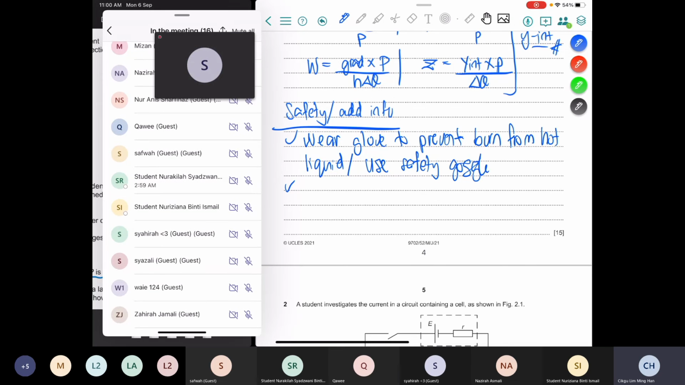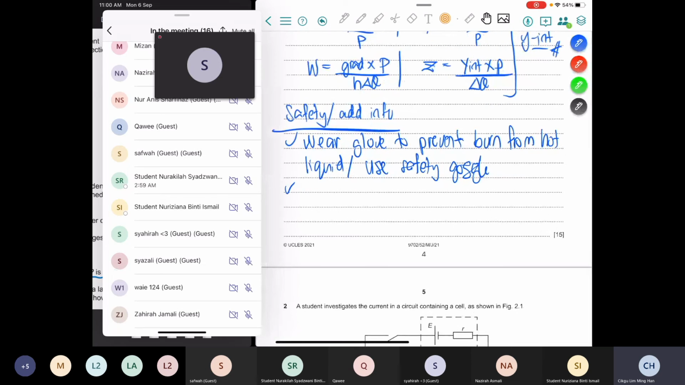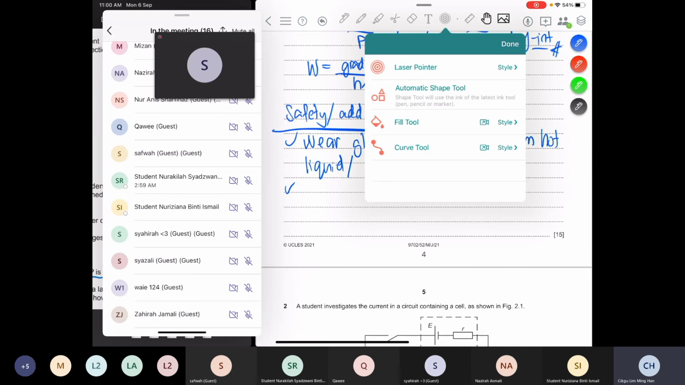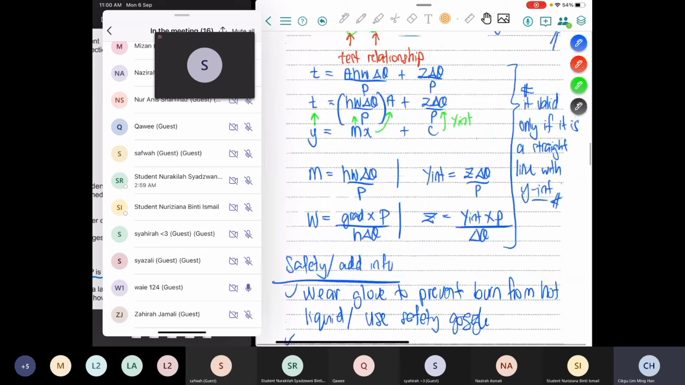Shazali, are you there? Yes, sir. Can you tell me any other safety precaution that I can use here, or additional information? Nothing, sir. Okay, that's all you think. Anything you want to add on to my description here?